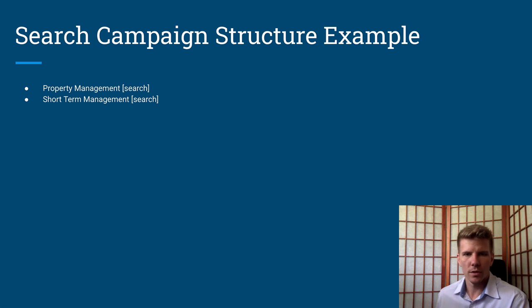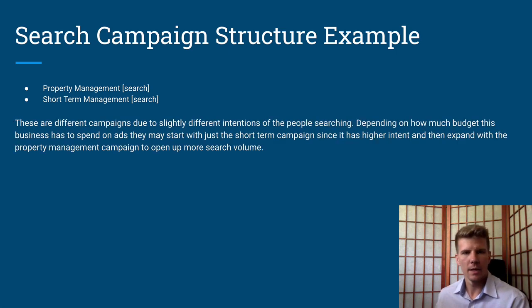It's a value switch. They're looking for just general property management, not indicating they want short term. So an ad on that is potentially going to perform a little bit less well than for someone searching for short term management, which is more specific. So split those two. You could start with the short term, and then a way that you scale your advertising is opening up and enabling the property management campaign when you need more traffic.